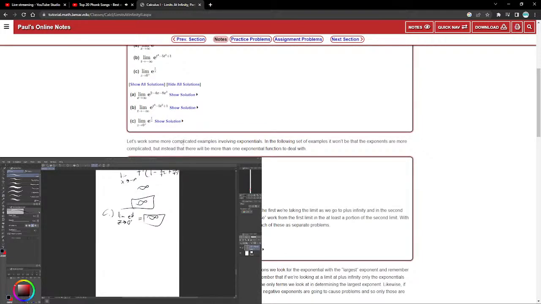Let's work some more complicated examples involving exponentials. In the following set of examples, it won't be that the exponents are more complicated, but instead that there will be more than one exponential function to deal with.